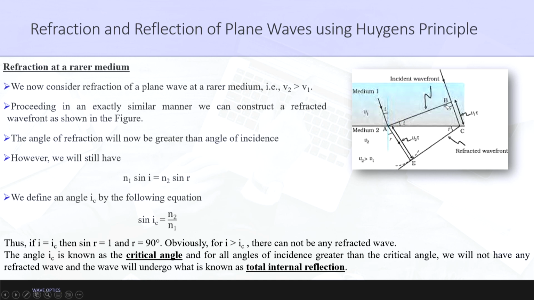Now, for the refracted wavefront, we need to make a sphere with A as the source, with A as the center, having the velocity as V2. Therefore, a radius of V2 into tau will be formed, let this be the sphere. Now, we will make a tangent plane from E such that it passes through point C. So, after this we will get a refracted wavefront at C.